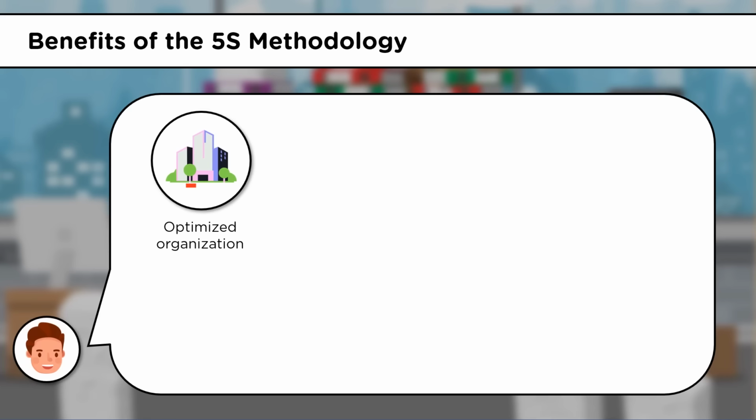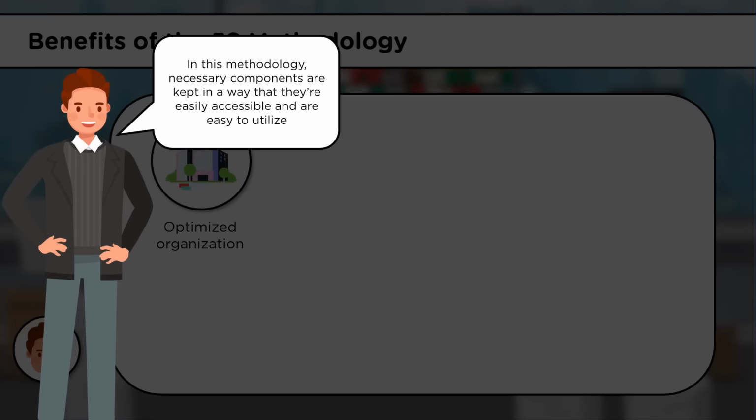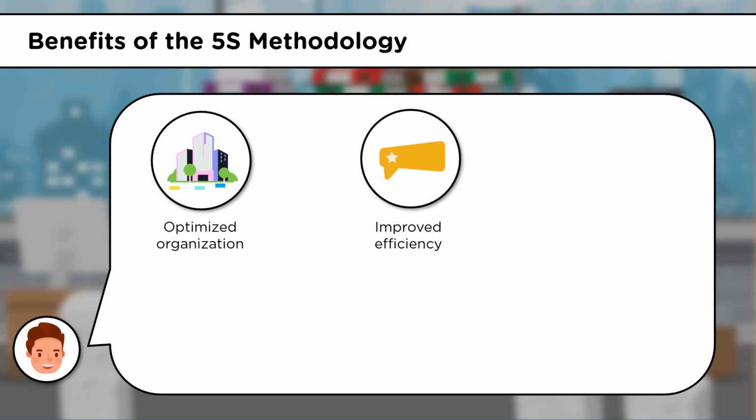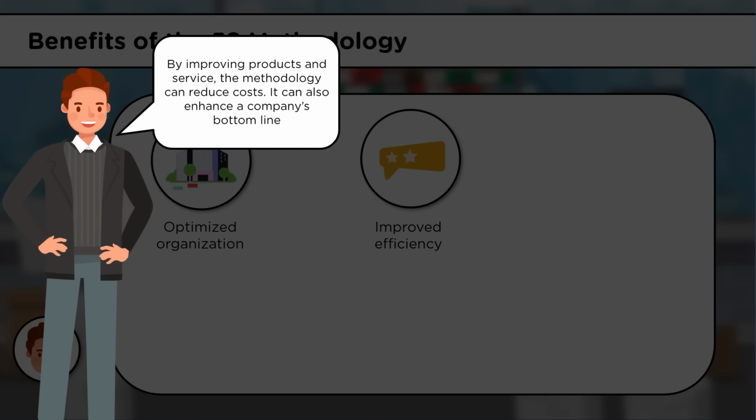Let's find out. First off, we have optimized organization. Thanks to 5S, every component that you need for work is kept in a way that's easily accessible and easy to use. So no more time is wasted on looking for items, deciding how they can be used, or even returning them. Then we have improved efficiency. The 5S methodology enables companies to focus on ways to eliminate waste while enhancing the company's bottom line. This is made possible by improving the company's products and services, and by extension, this is able to lower costs.